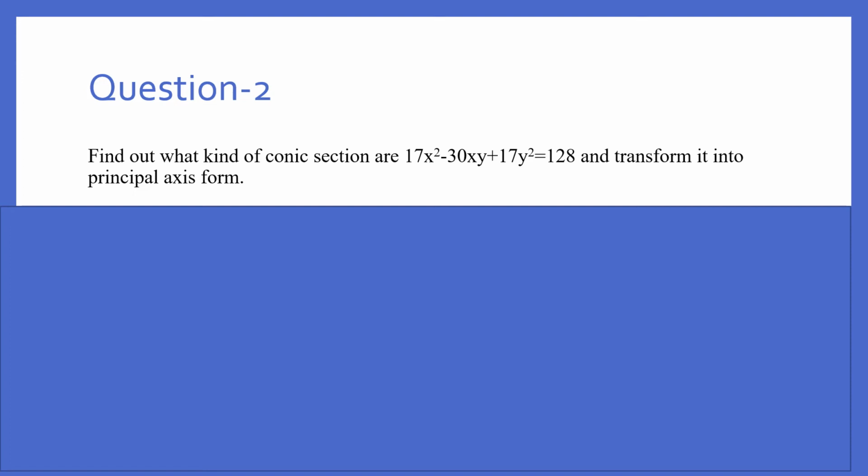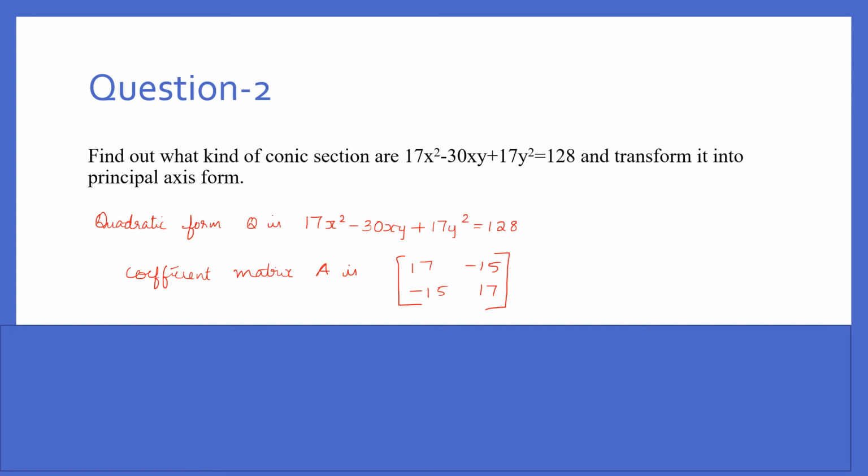So we will start the corresponding solution for this particular question. First of all, we have to identify the quadratic form, that is 17x square minus 30xy plus 17y square is equal to 128. Then by using this quadratic form, we have to identify the coefficient matrix A. So here you can see that we are having two variables x and y in the quadratic equation. So we have to create the coefficient matrix based on this x and y variable. We have to consider x and y row wise and column wise. So this is x row and this is y row. This is x column and this is y column.